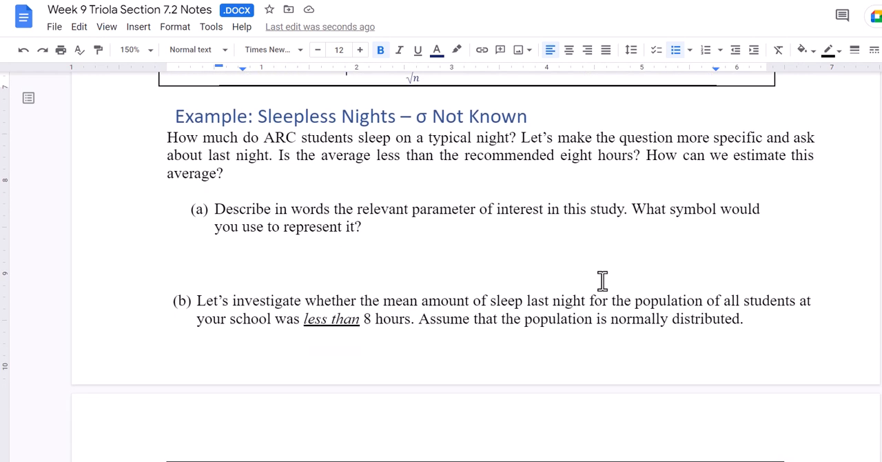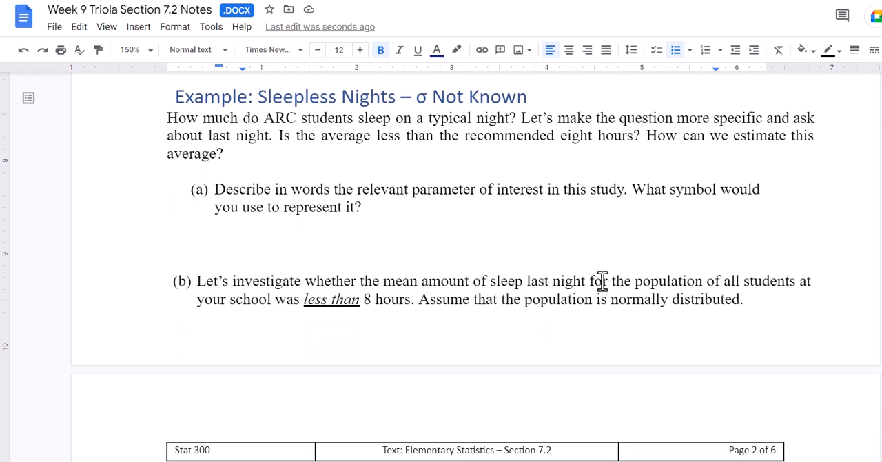So let's try this example of sleepless nights. This is an example where the population standard deviation, sigma, is not known. My question is, how much do ARC students sleep on a typical night? Let's make it more specific and ask about the previous night. I assigned a survey and asked you to take it, and so that was about the prior night. Is the average less than the recommended 8 hours? It is recommended that people sleep 8 hours in a night, so I wanted to see how much ARC students sleep on a typical night.